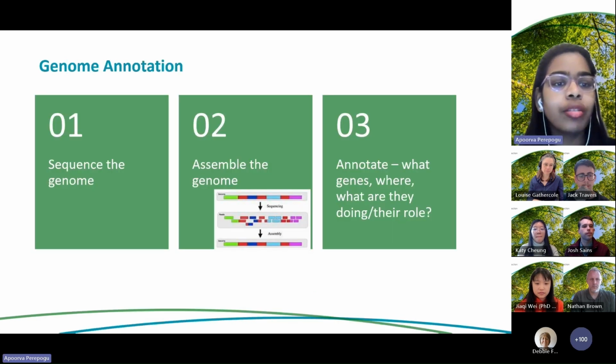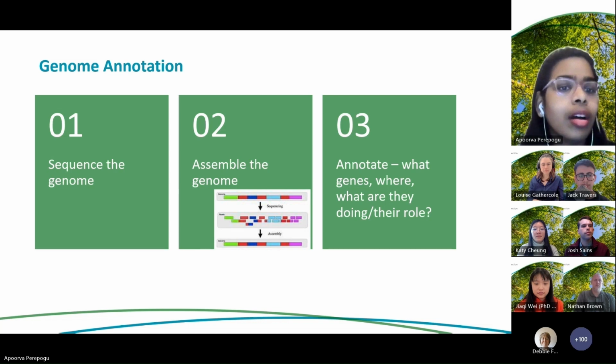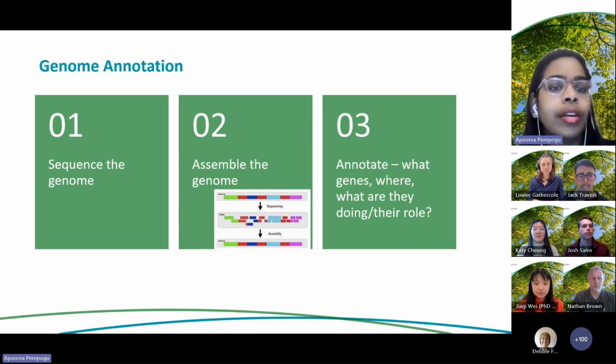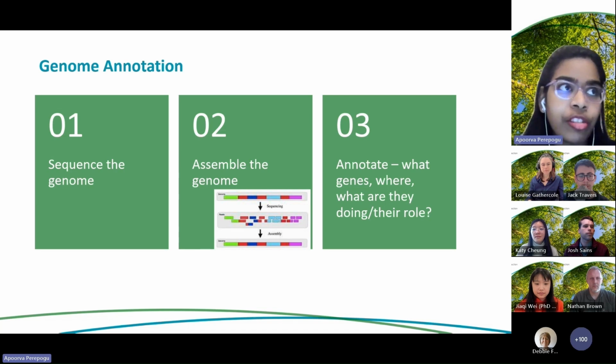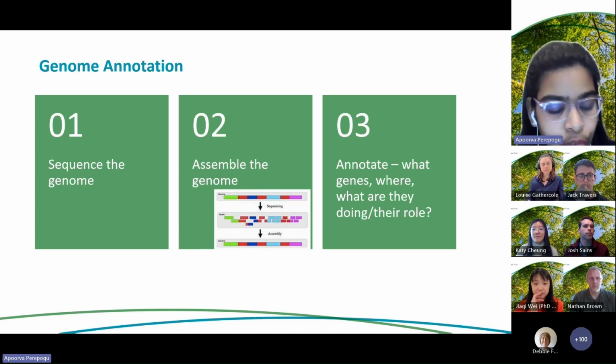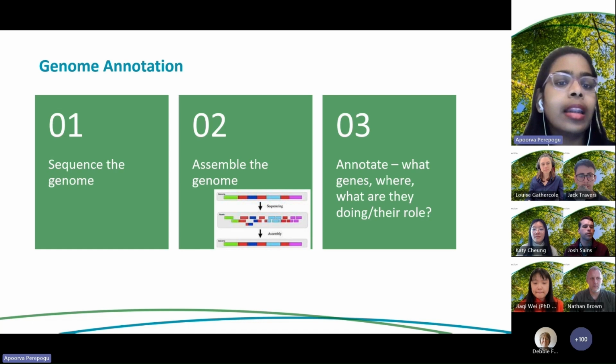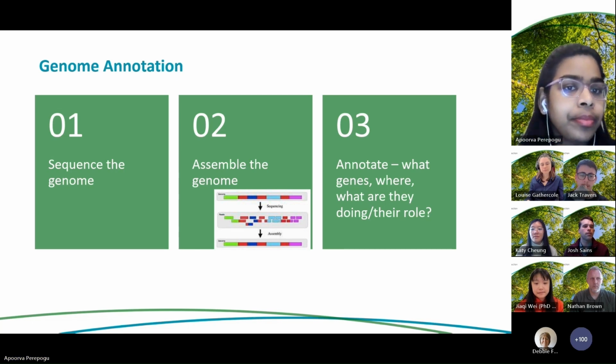Genome annotation mainly starts after you sequence and assemble the genome. When you sequence, the data is given off in thousands of fragments of sequence, so we need to assemble them into one huge sequence. This assembly was done previously by another postdoc in our team, and now I'm trying to annotate it. Annotation mainly deals with what genes are present, where they are, and what their role is.